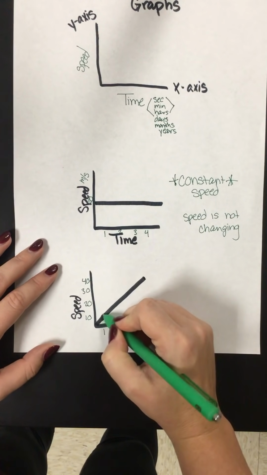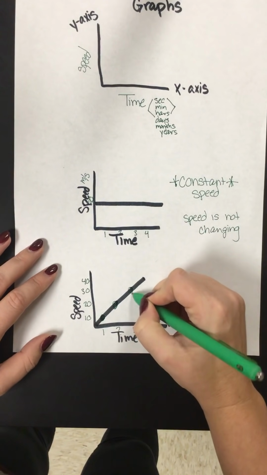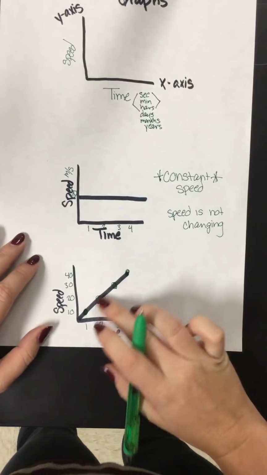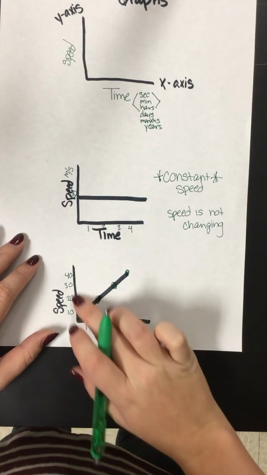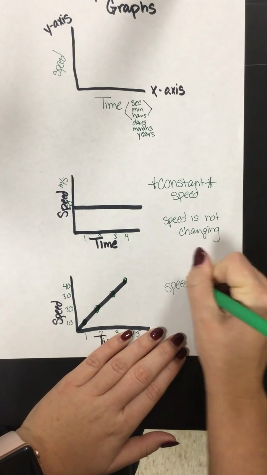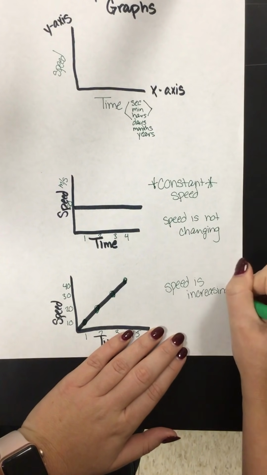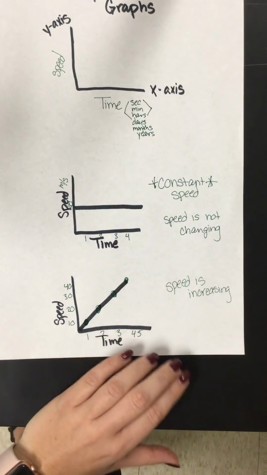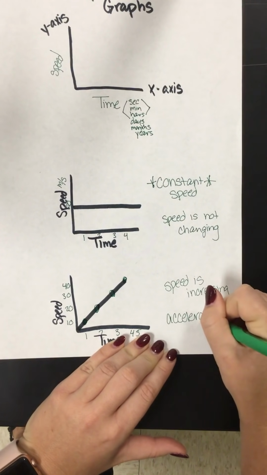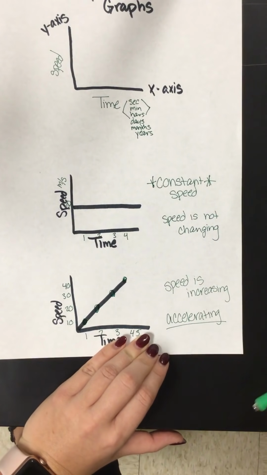So at 1 second, we're going 10. At 2 seconds, we're going 20. At 3 seconds, we're going 30. At 4-ish seconds, we're almost at 40. Okay, so what is happening to our speed? It's getting greater. So if our speed is increasing, we know from our prior learning that that means that our object is accelerating. Any change in motion, which means any change in speed or direction, is accelerating.